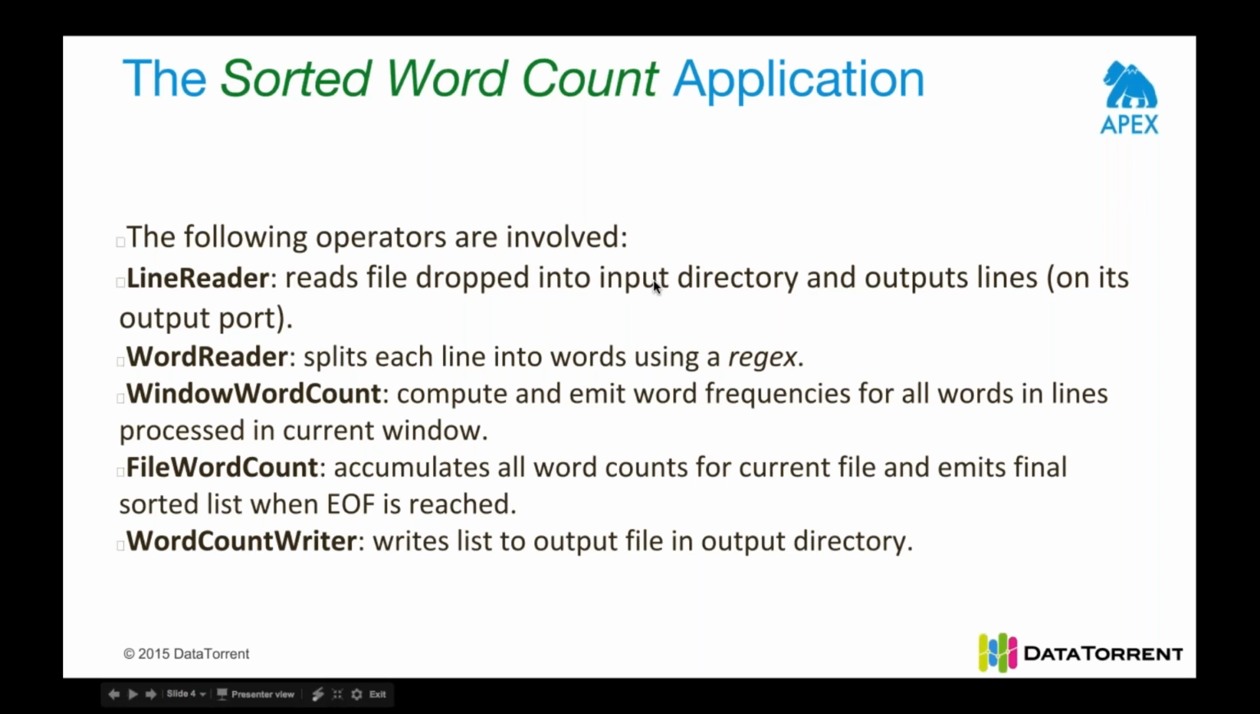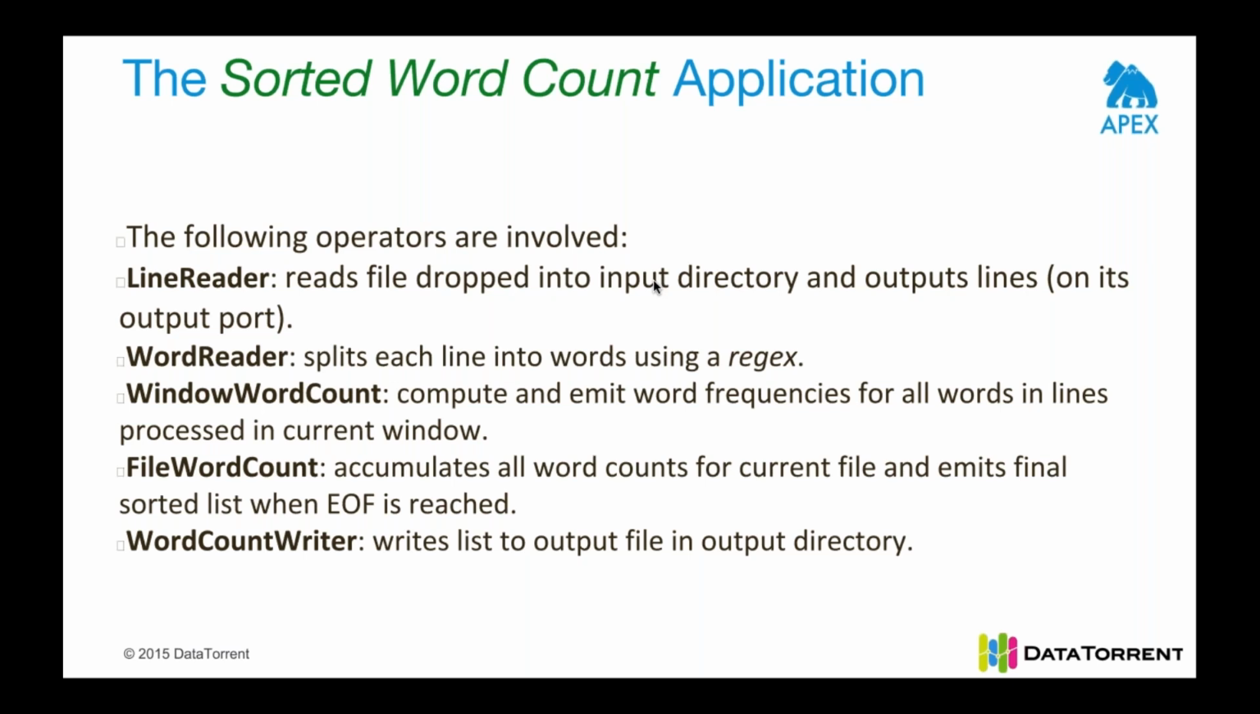Okay. So in the sorted word count application that we are looking at right now, it has the following operators. A line reader, which consumes the files from the input directories and outputs the lines onto the output port of the line reader. A line reader typically scans the input directory for any files that are available.